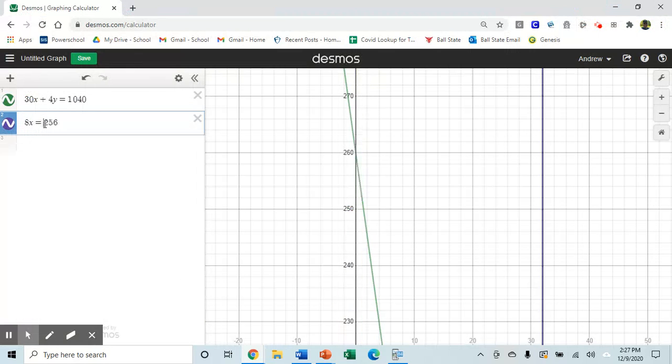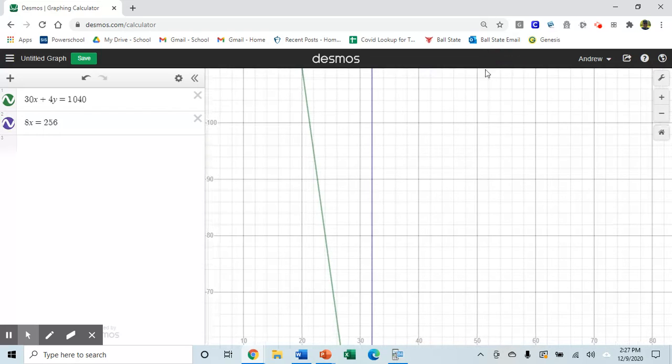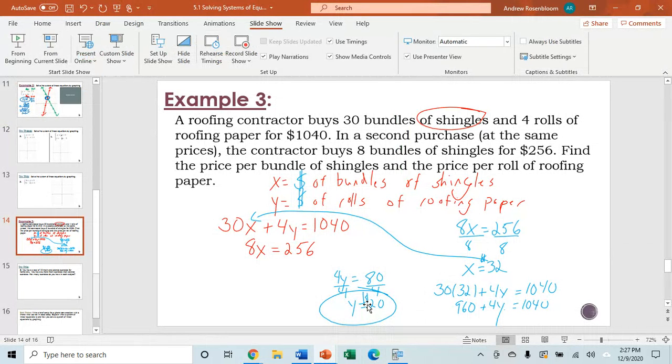8x equals 256. So we're looking for the intersection point of these two lines, which we can see occurs right here, an x value of 32 and a y value equal to 20, which is what we got here. Y is equal to 20 and x is equal to 32. So if you wanted to, you can certainly graph the two equations once you have them written out. You can do that as well.